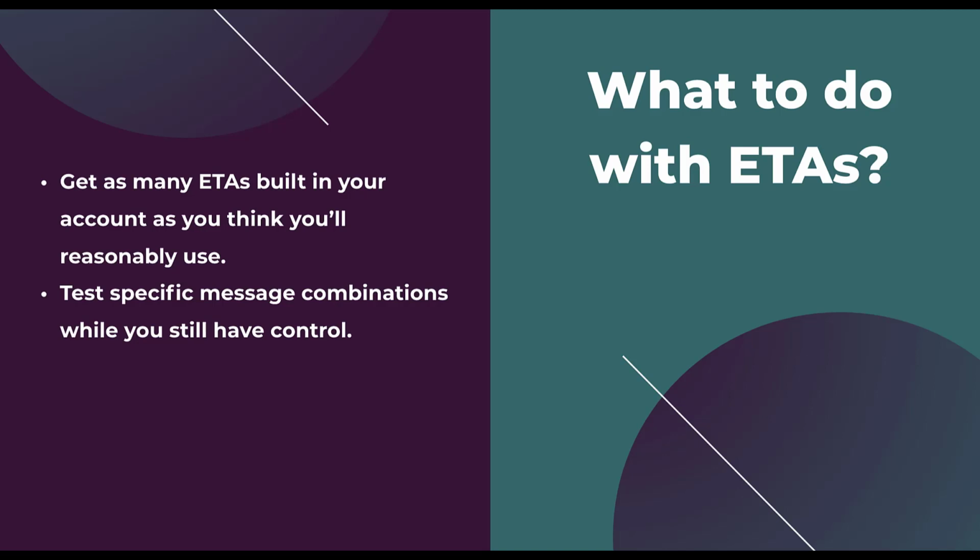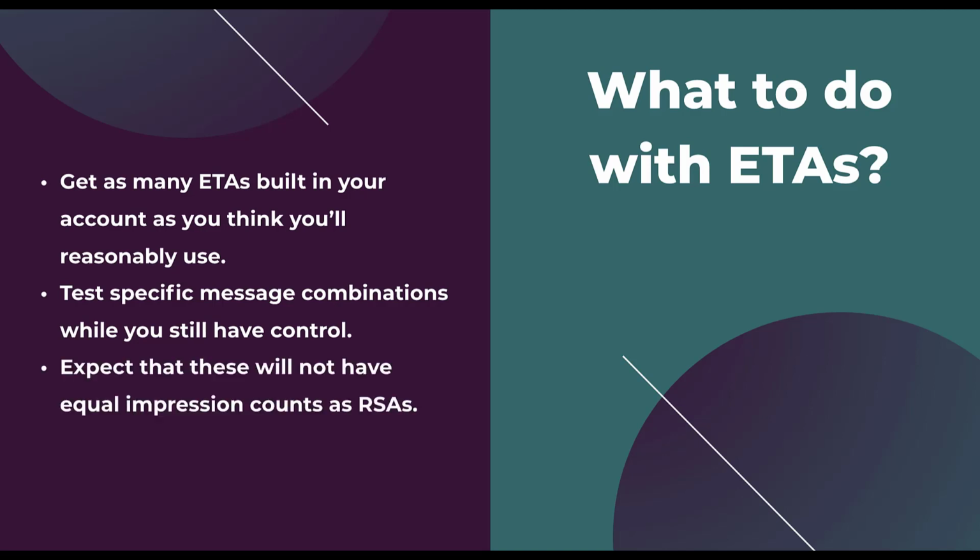If you have a specific headline 1, 2, and then description 1 combination that you want to test, get those expanded text ads in place and make sure that you can get the data to back up the decision of why you do or don't use a specific message combination for your clients or for your company. Lastly, expect that your expanded text ads will not get equal impression counts as responsive search ads, even if you have your ad rotation setting set to rotate as evenly as possible.